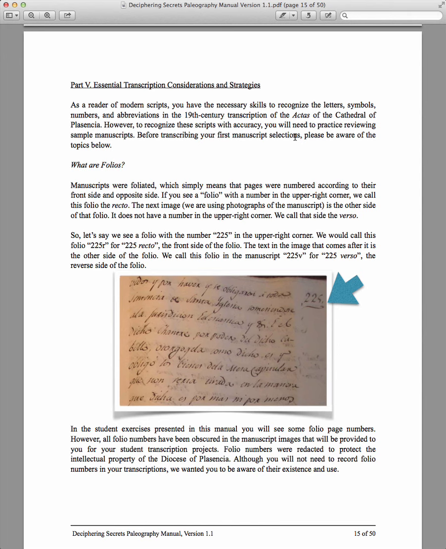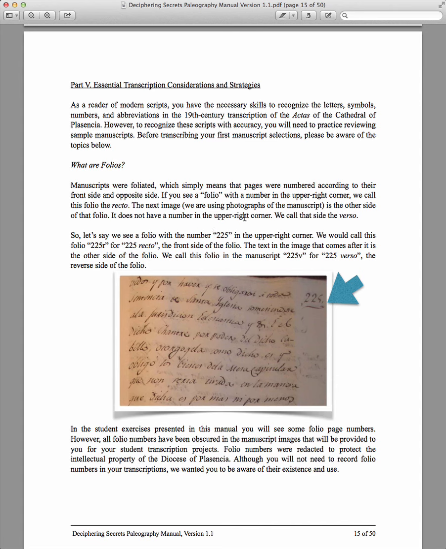The first thing is this issue of folios, and what does it mean for a manuscript to be foliated? Manuscripts were foliated, which simply means that pages were numbered according to their front side and opposite side. So if you see a folio with a number in the upper right-hand corner, so you can see here the arrow pointing to folio 225, we call this folio directo.